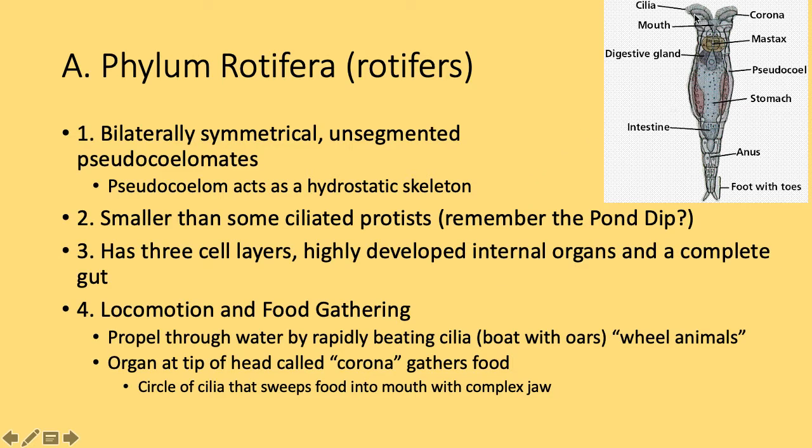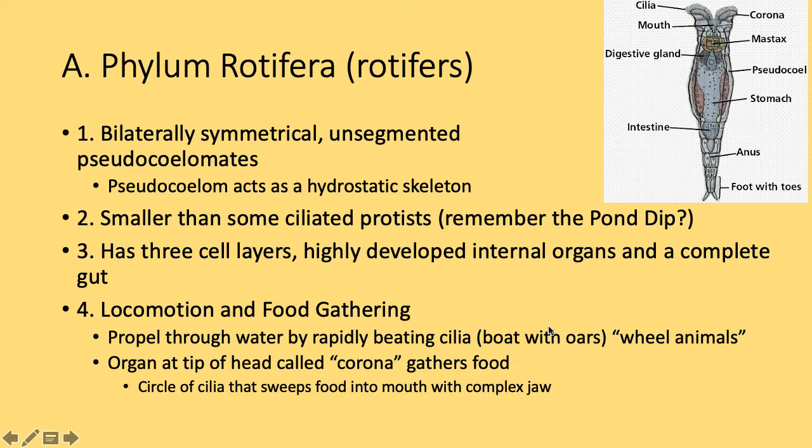You'll notice that at the top we have this structure called the corona, and on the corona we have tiny little cilia. They propel water by beating the cilia, kind of like boats with oars. Because the cilia are all on one side, when they beat, it tends to push them down and around, and so they kind of move in a big, great wheel, if you will. So that's why they're called wheel animals.